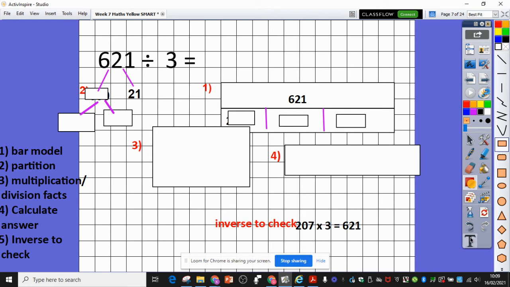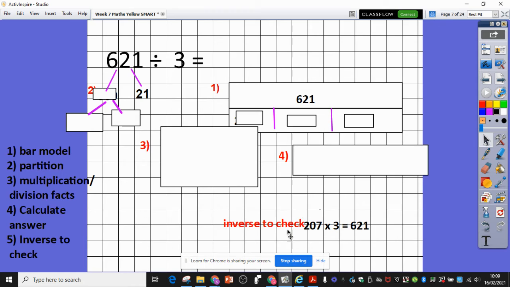So what is the very first thing I need to do, yellow group? Well, I look at my help sheet here. I've got to bar model. So I've got to bar model out the question. So I am dividing my whole number 621 equally by 3. So I've got 621 here, and I've split it into 3 sections. I've split it into 3 sections because I'm dividing by 3. If I was dividing by 6, I would have split it into 6 equal parts below.